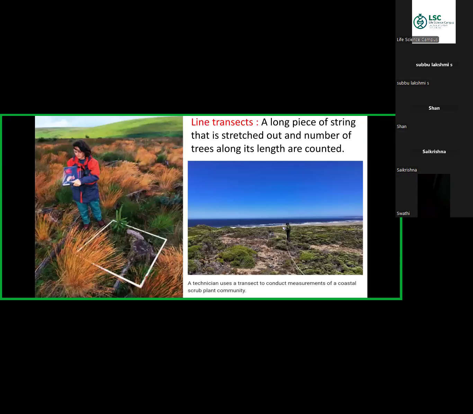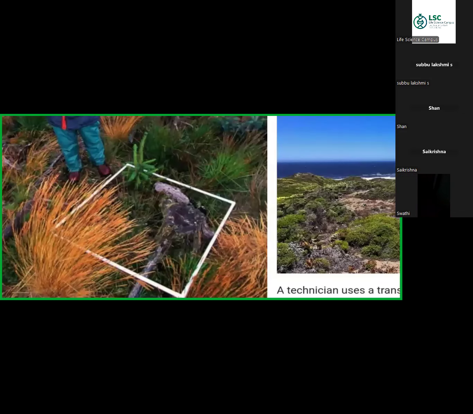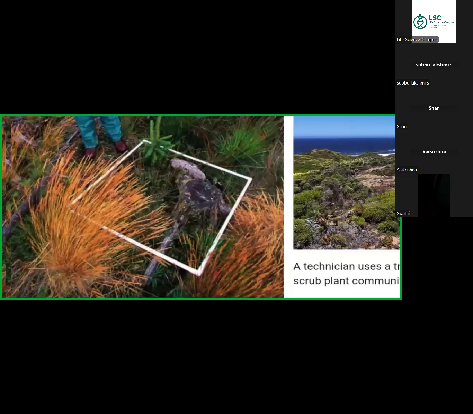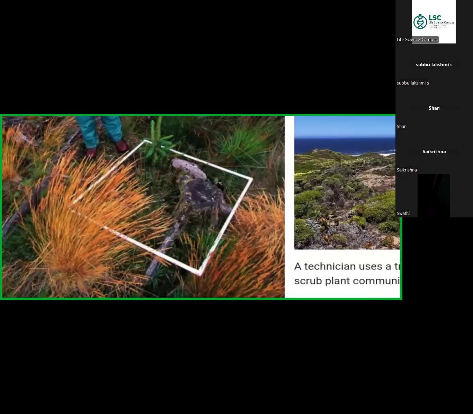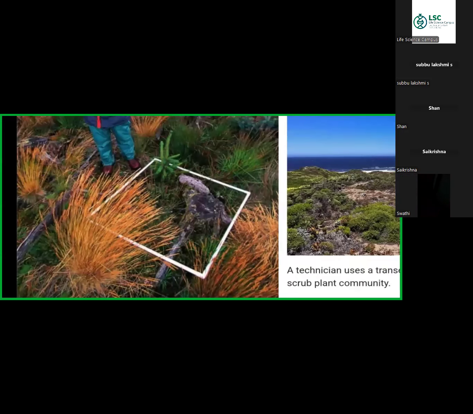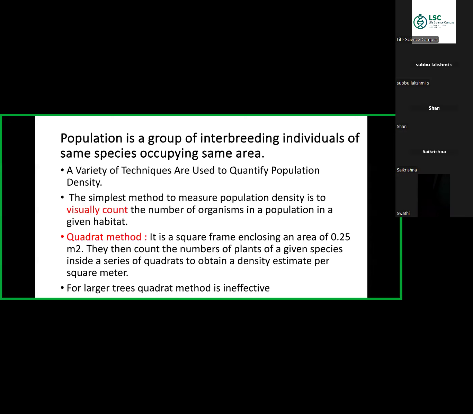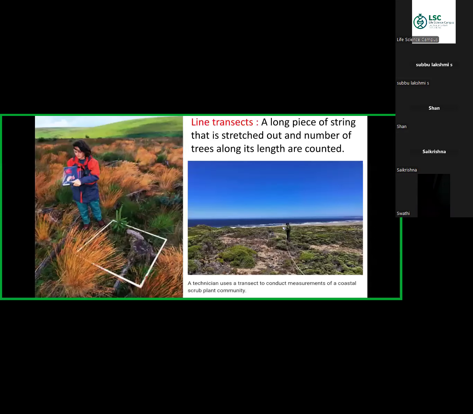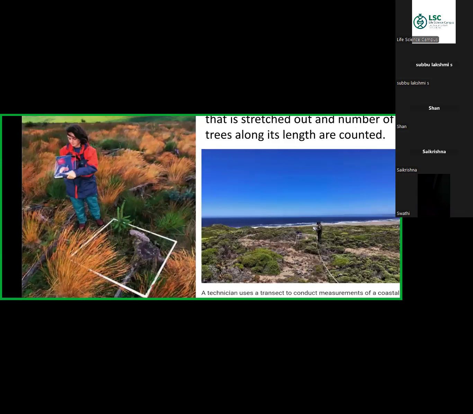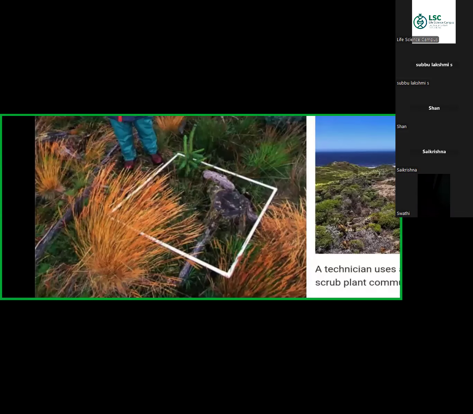This is the quadrat. A quadrat is a square frame. It is a sampling device. So this quadrat encloses an area of 0.25 meters square. They then count the number of plants of a given species inside a series of quadrats. So from this figure, you can see that it is the quadrat, which is a square frame, and it can enclose an area of 0.25 meters square.